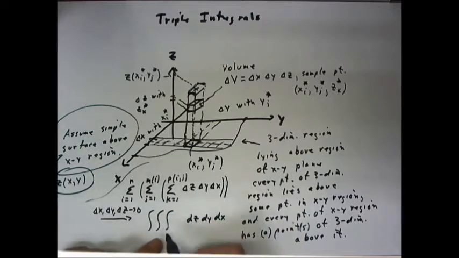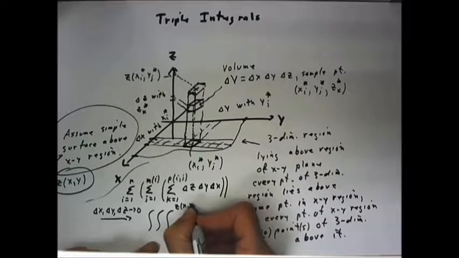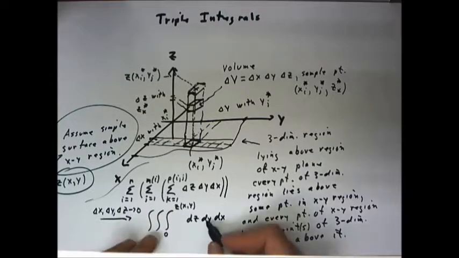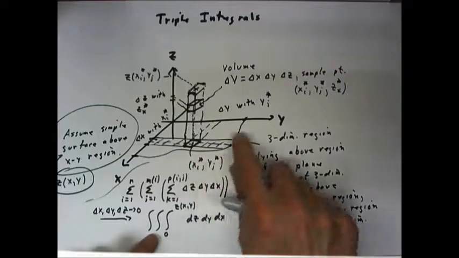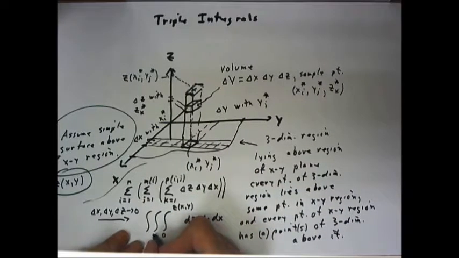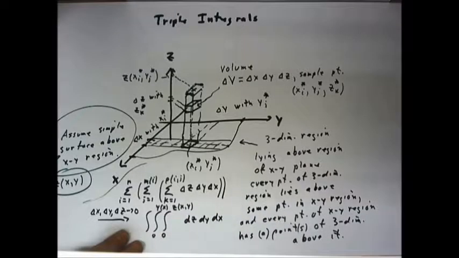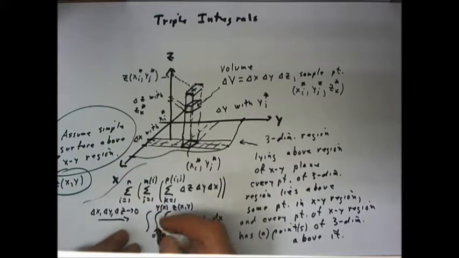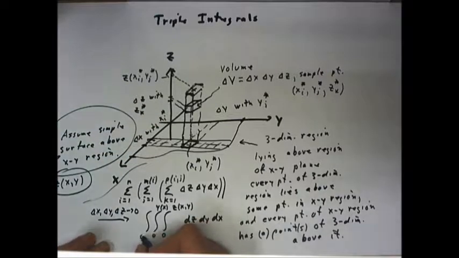First integral being our z integral, so that's going to go from 0 to z of x, y. Our second integral, and we haven't given a symbol to that, but I think we can understand if we call this from 0 to y of x, and then from x equals 0 to whatever this is, let's say x equals 0 to a.